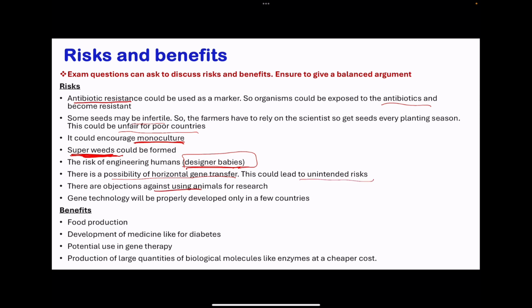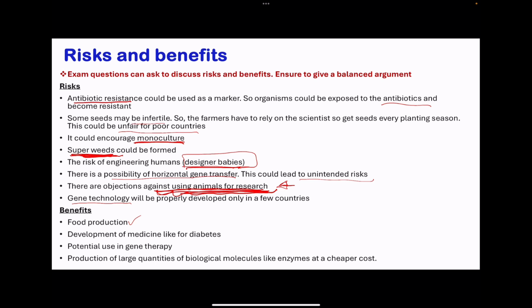Some people do object to using research on animals because in some cases it's going to be unethical. And because of the financial imbalance in different countries, the gene technology could be properly developed in a few countries, and in other countries they're going to have problems because it's not going to be well established. The benefits are we're going to have better food production, meaning a lot of food can be produced within a shorter period of time in a small area in comparison to without genetic modification.